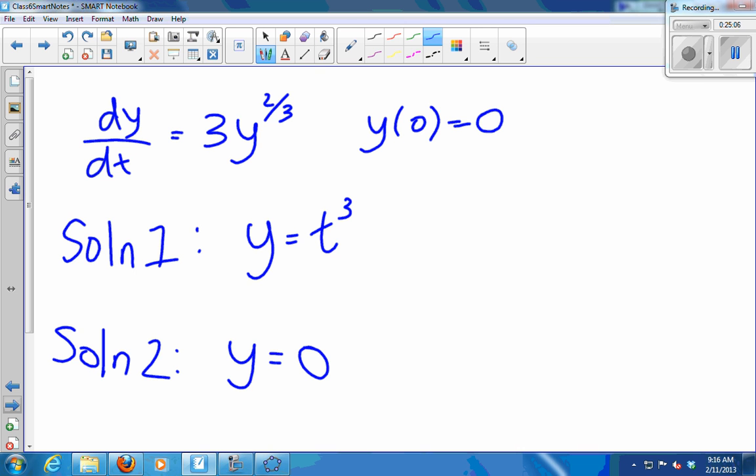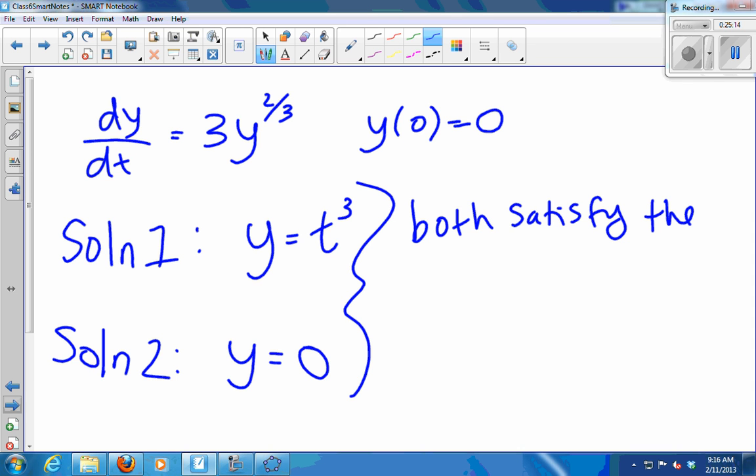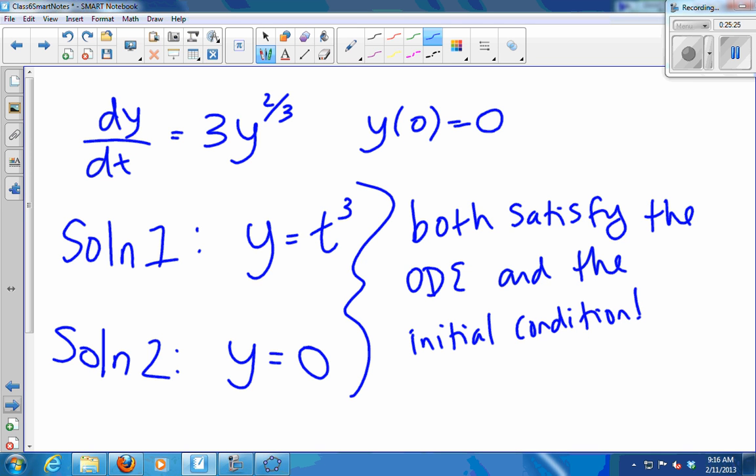They both satisfy the ODE and the initial condition. So I actually do not have uniqueness. Okay. So sometimes you don't have uniqueness. The right-hand side of the differential equation has to be nice enough to guarantee uniqueness. In this case, it was not nice enough. It's only nice enough to guarantee existence.